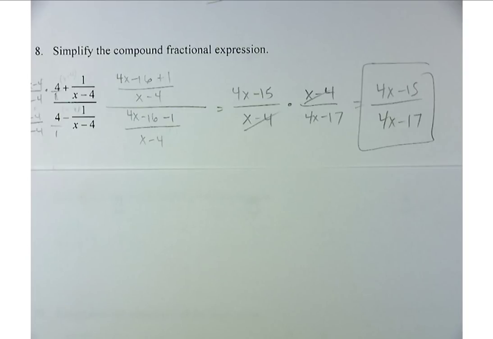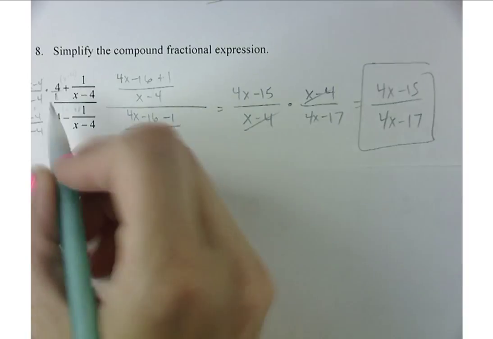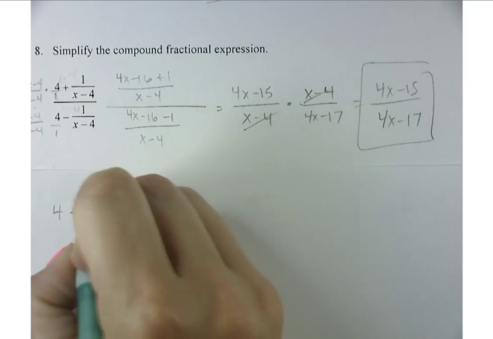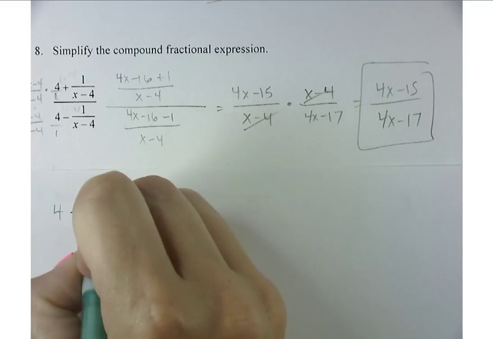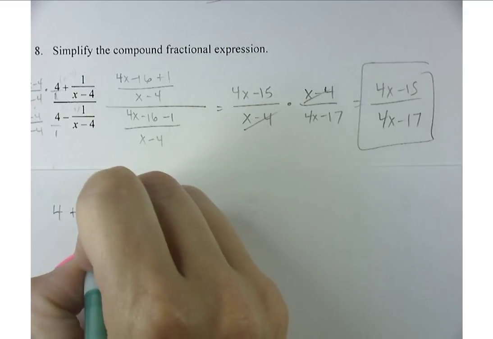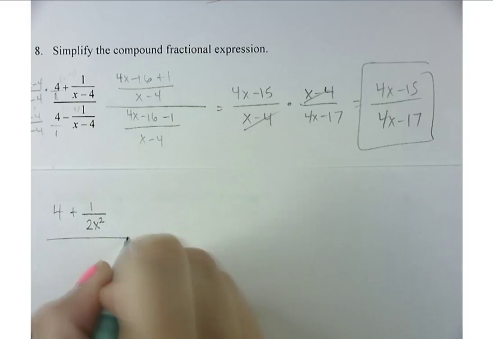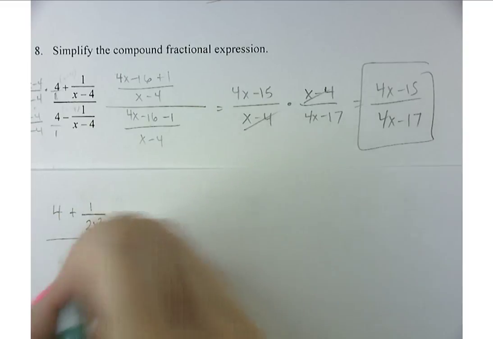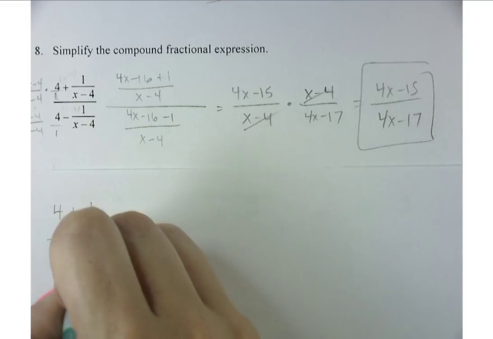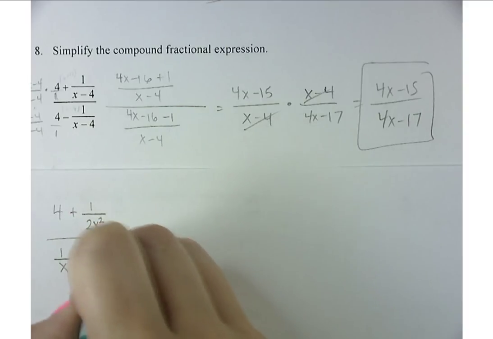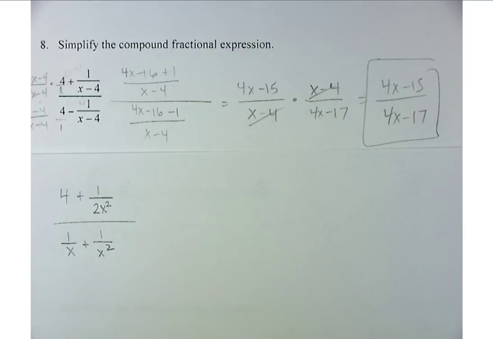Okay, what if you had something like this? What if you had something like 4 plus 1 over 2x squared, over 1 over x plus 1 over x squared. Do you guys feel like you could do that?